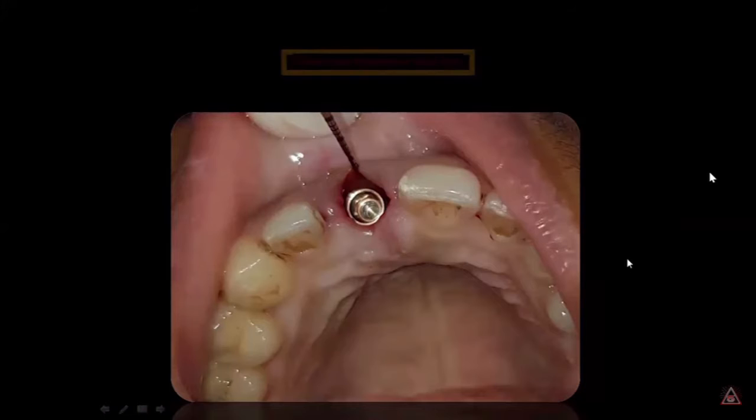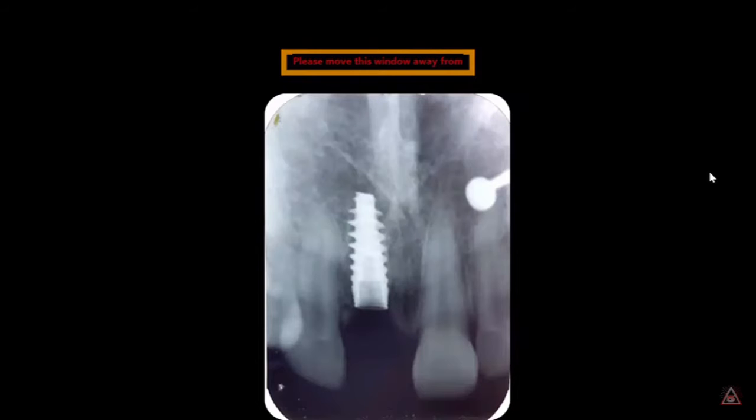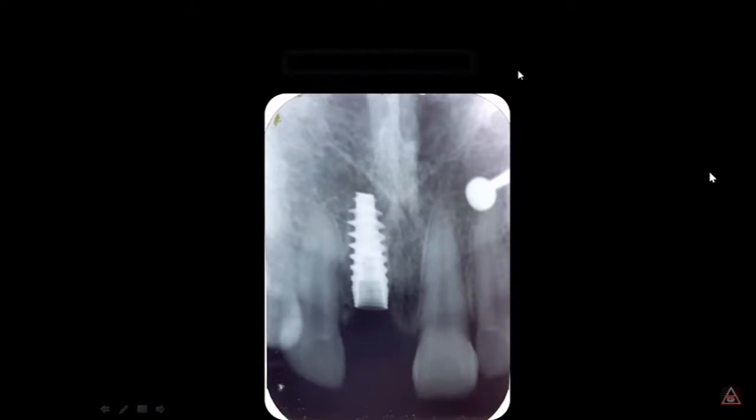And this is the placement. Usually we place the implant around the cingulum area, slightly palatally, so that your implant screw will come out palatally, which will help in your restoration. So this is the implant. We place the implant immediately after extraction. This is called immediate implantation.